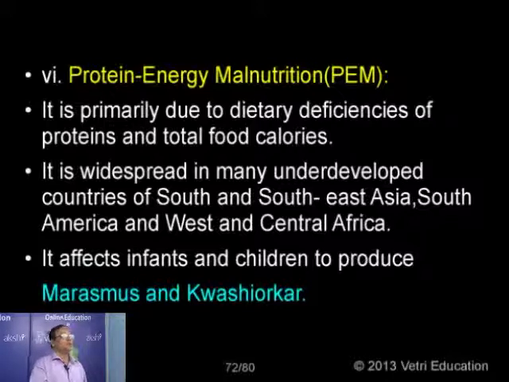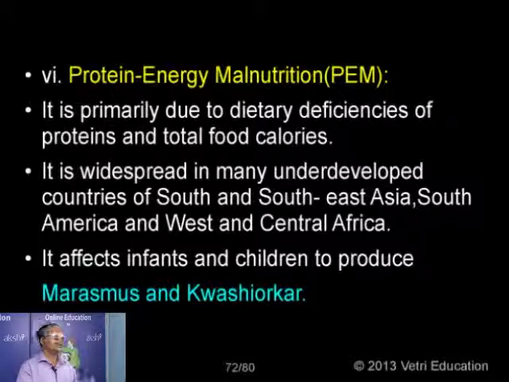Then there are some disorders because of protein deficiency and calorie deficiency. These disorders normally occur in infants or children, newborns less than 1 year of age, or in children above 1 year of age. Altogether, these disorders are called protein energy malnutrition. This is because of the deficiency of two factors. Factor number one, low protein diet.